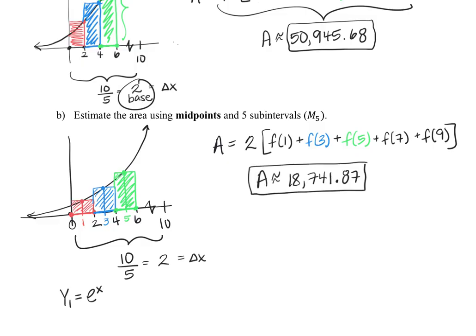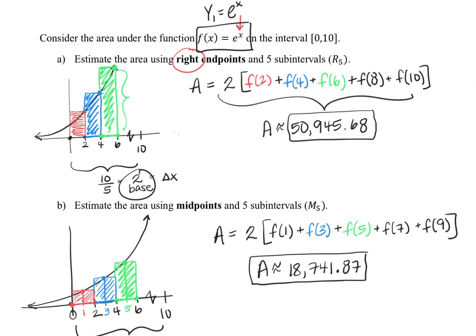18,741.87 should be our estimate for the area under this curve using a midpoint estimate with 5 subintervals. Now, you might also be noticing the difference between this answer and our answer in part A. But remember, when you look at your diagram, especially in that part A example, notice that each of your rectangles had all this overhang. So we know the answer in part A was going to be a pretty big overestimate.